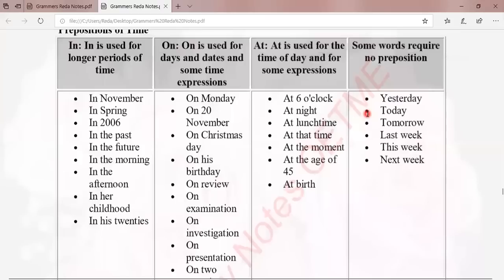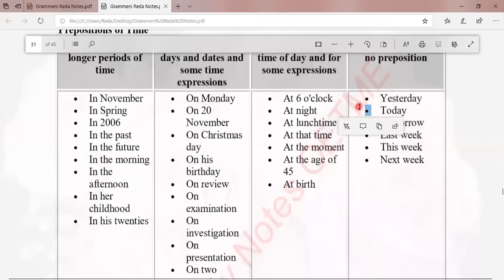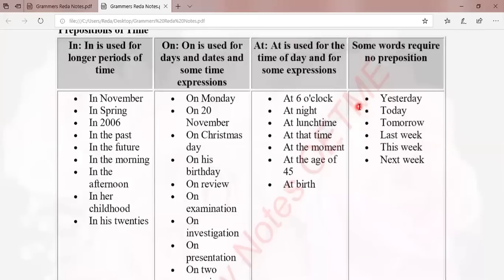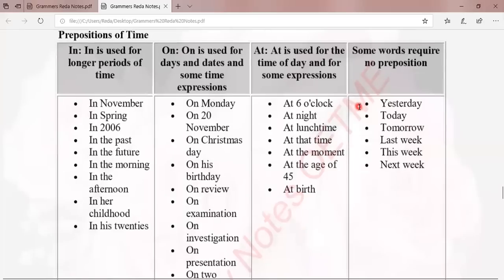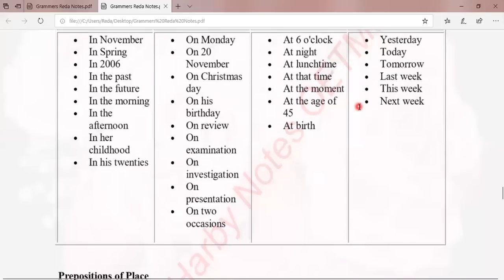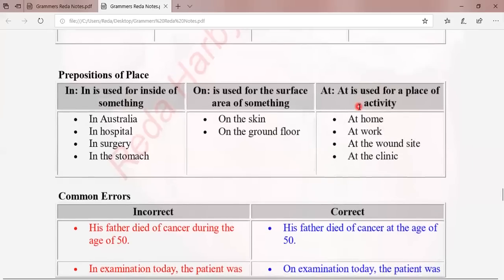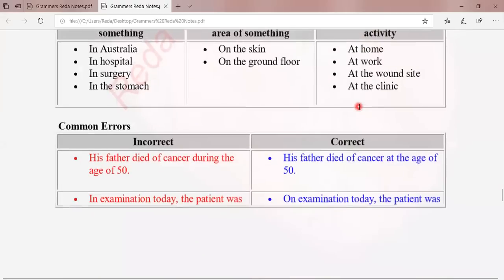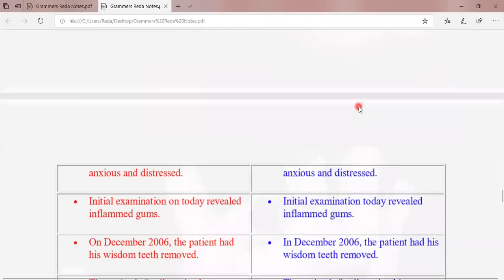No preposition, not on today, it is today, or on today's visit, yesterday, tomorrow, last week. No preposition required. Next week. This week, like that. Inside, on, surface, at, activity, place of activity, at work, at the clinic. Okay, and some common errors.